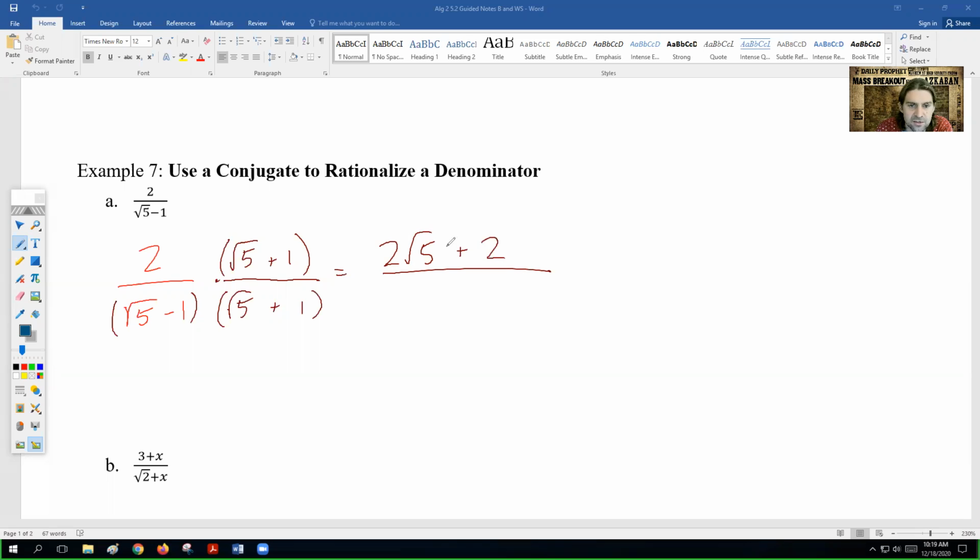So that's the top, and those don't combine together. This has a radical 5. That doesn't have any radicals. Doesn't go together. Bottom gets a little bit more complicated.